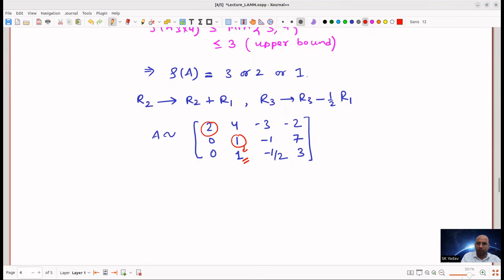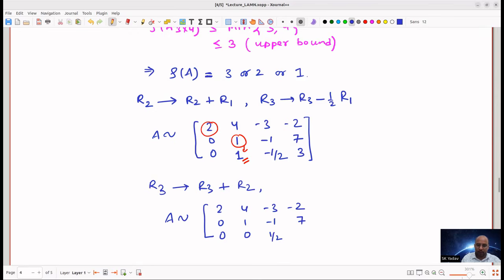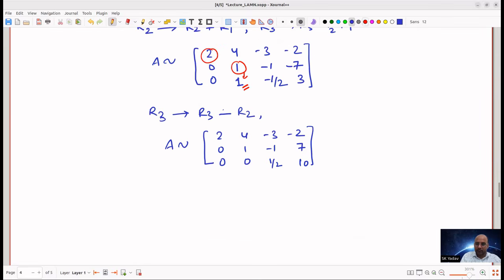So I have to make this 0 by using the second row. For that I will apply the operation R3 minus R2. After this, your matrix A will be changed to a new matrix: 2, 4, minus 3, minus 2; 0, 1, minus 1, 7. The last row will be 0, 0, and here it will be 1 by 2, and the last one will be 7 minus 3, that is now 10. So this is now the final matrix, which you can check whether it is in REF or not.